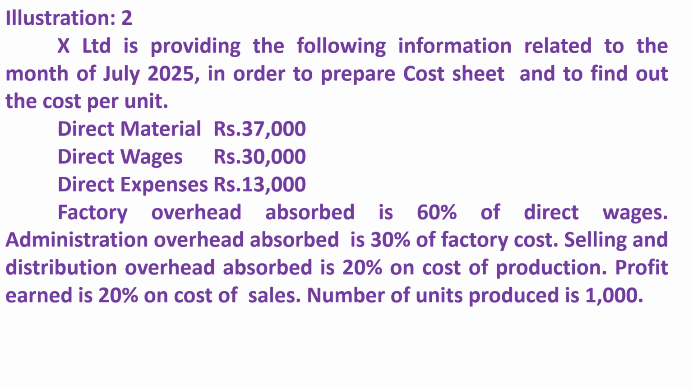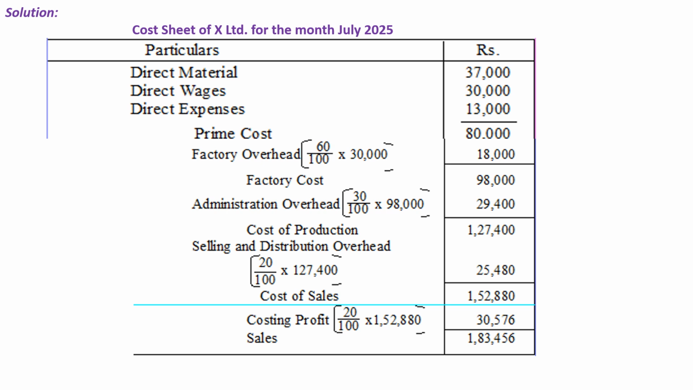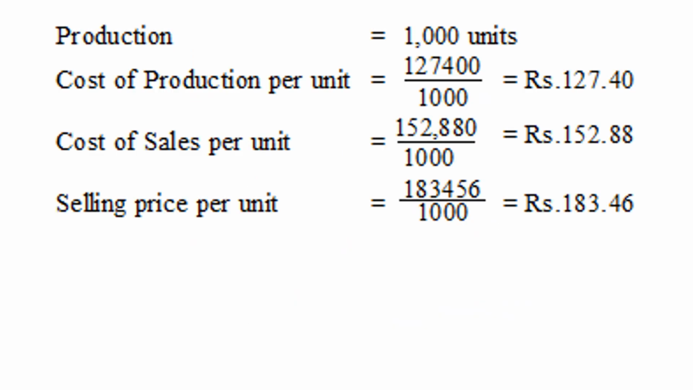Illustration 2. X Limited is providing the following information related to the month of July 2025, in order to prepare a cost sheet and to find out the cost per unit. The details are presented here. Solution is presented here.